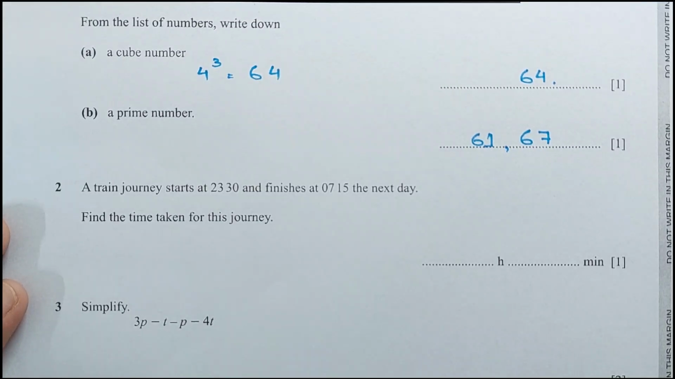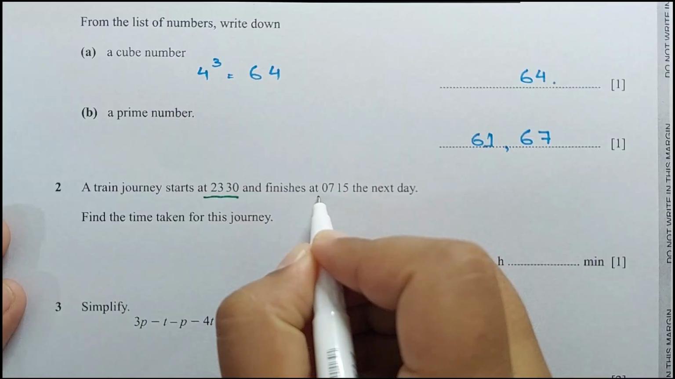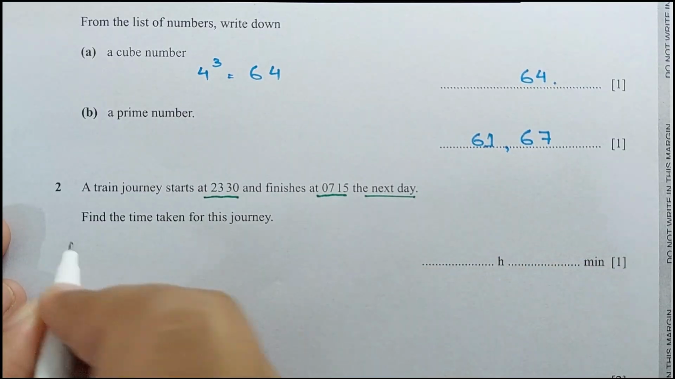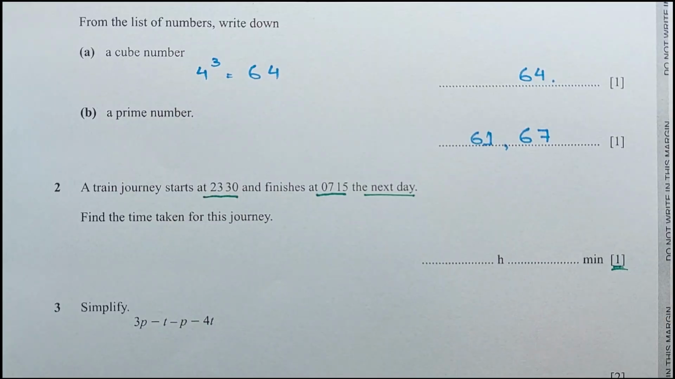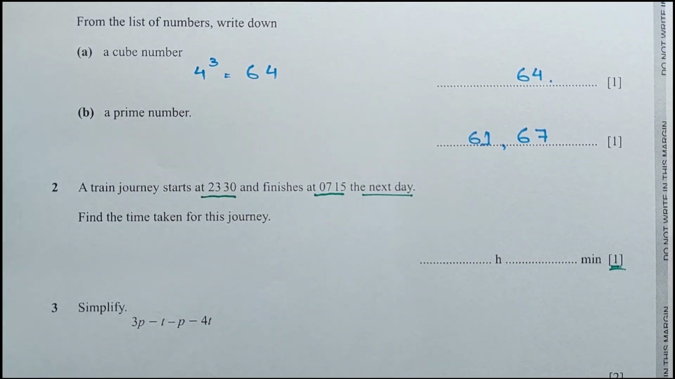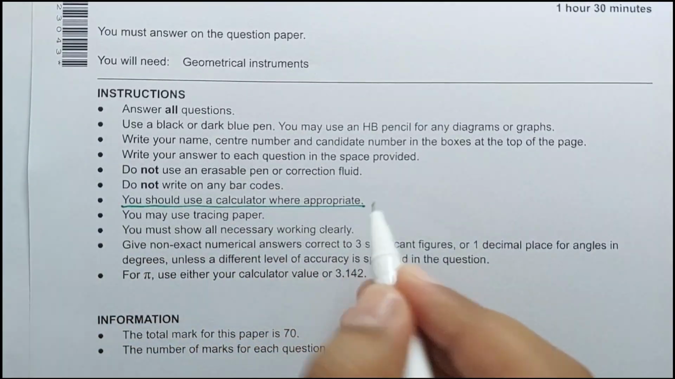Question number 2, a train's journey starts at 23:30 and finishes at 7:15 the next day. Find the time taken for this journey. It's a 1-mark question, so you can use a calculator, since a calculator is allowed in 2024. Let me show you from the instructions that you should use a calculator where appropriate.